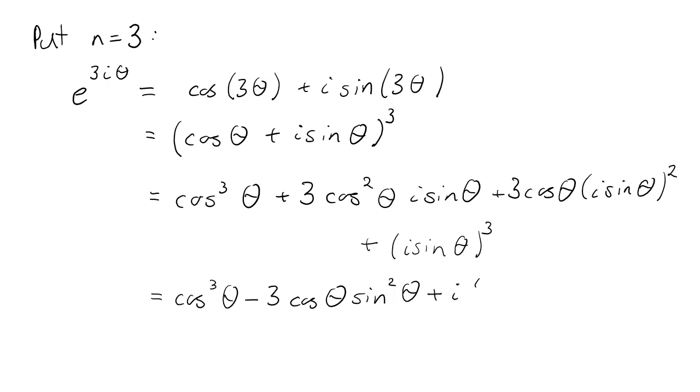Now I run along that expression again, looking for the imaginary terms. The second term is imaginary, that's 3 cos squared theta times sine theta. And the last term is imaginary, it's got an i cubed in it. Well, i cubed is i squared times i, that's equal to minus i, so I get minus sine cubed theta altogether.